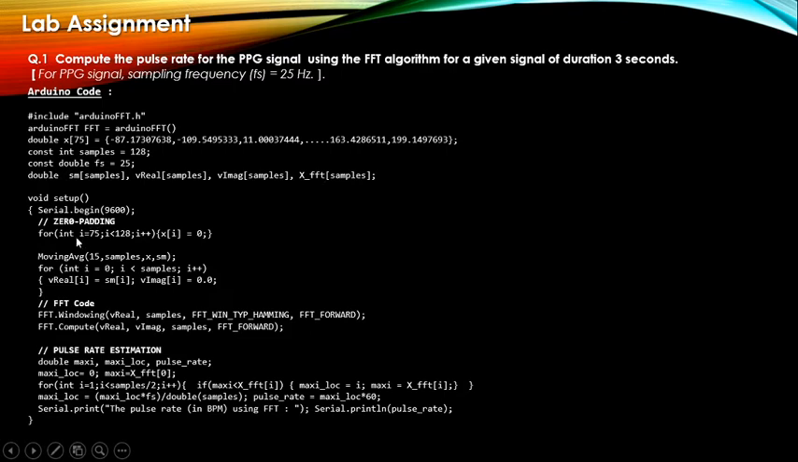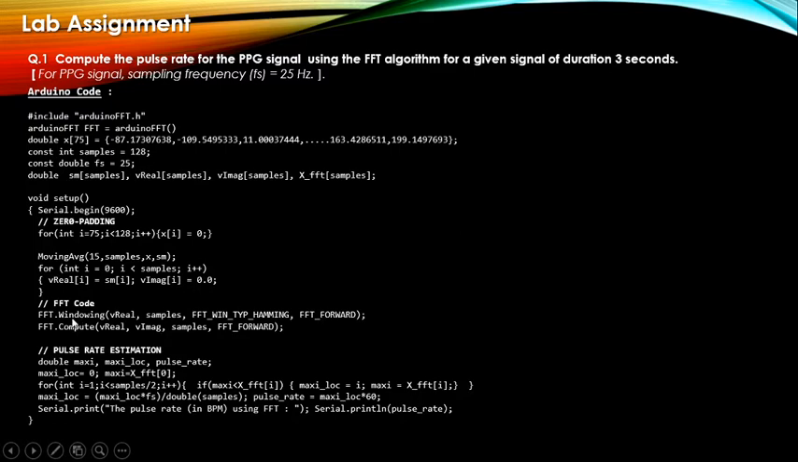What do we do? We begin with void setup, Serial.begin 9600. Then first we perform zero padding. After performing zero padding, we go to the moving average. In the moving average, we conduct the moving average filter with a window length of 15 for samples and X of SM. For int i equal to 0, i less than samples, i plus plus, V real of i is equal to SM of i, and V imaginary, we keep the imaginary part of all the values as 0.